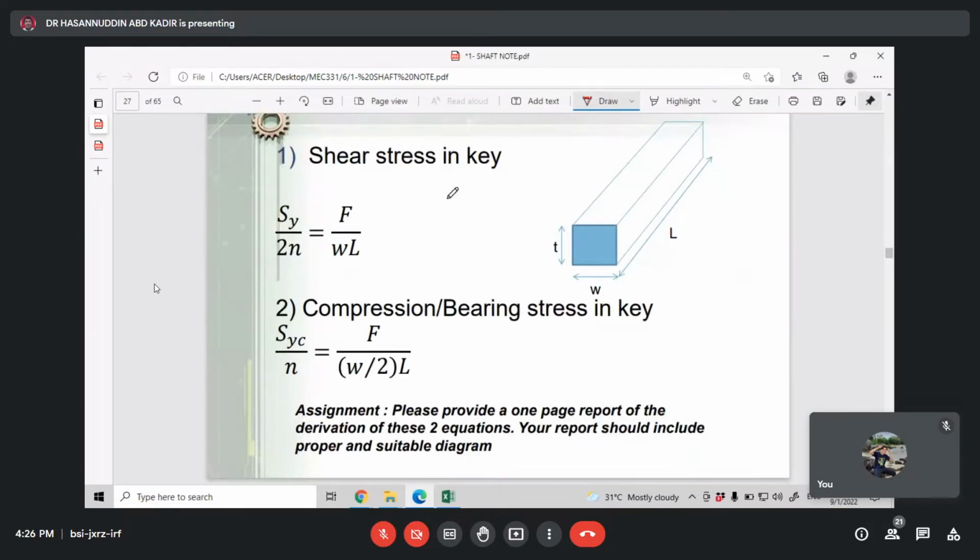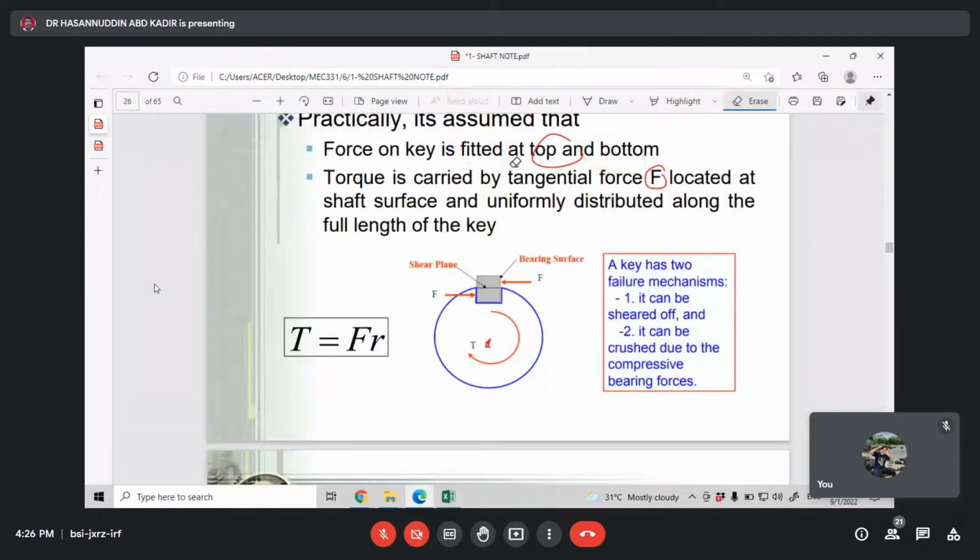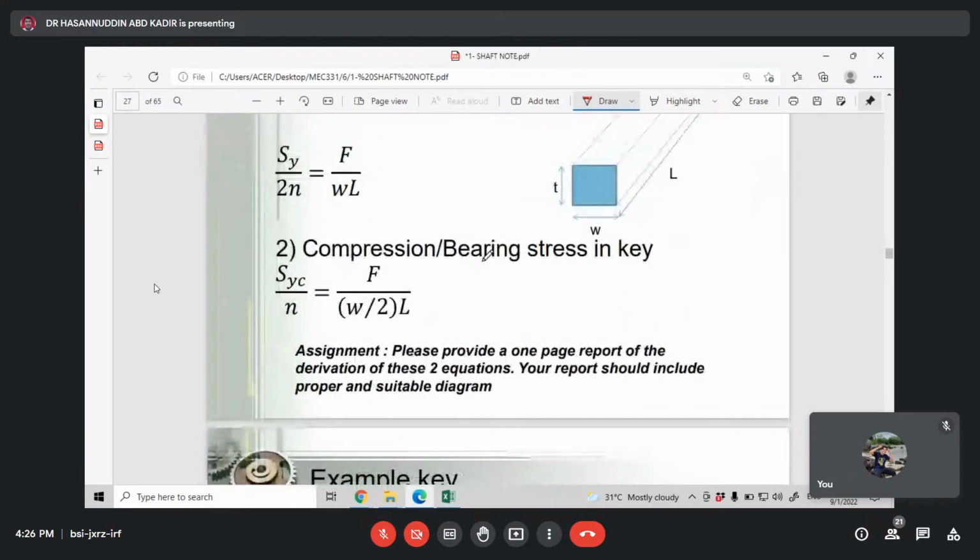Okay. Ni apa yang saya explain tadi, shear stress in the key. Remember kalau shear tu, saya undur balik, because they can fail on the two conditions. So on this one shear, kalau dia boleh koyak bahagian sini. Another one dia pun boleh jadi crushing due to the compression force pada bahagian sini. So they have some formula that related on that.